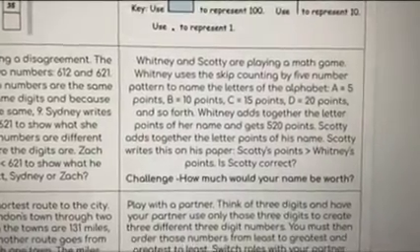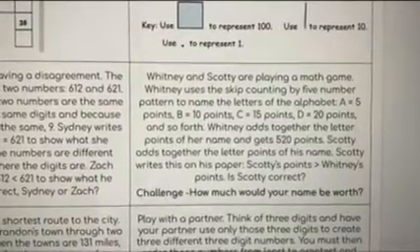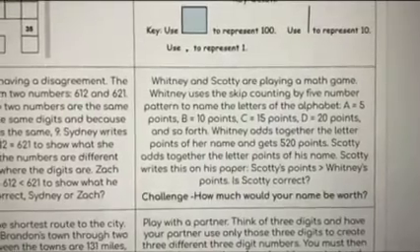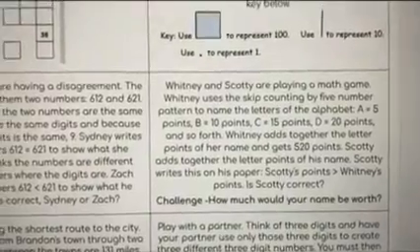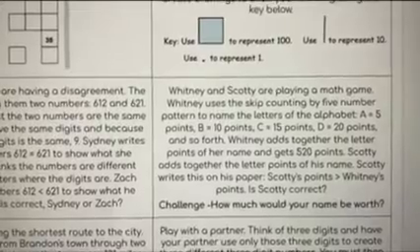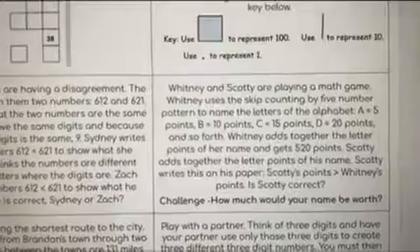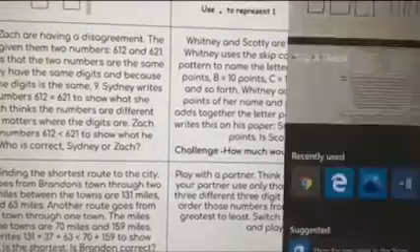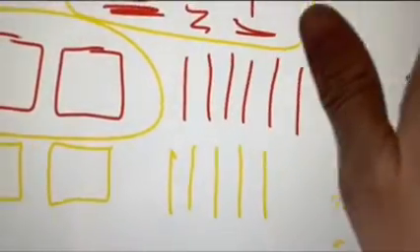Whitney adds together the letter points of her name and gets 520 points. Scotty adds together the letter points of his name. Scotty writes this on his paper: Scotty's points are greater than Whitney's points. Is Scotty correct? So you need to use that skip counting by 5 rule to figure out how many points Scotty's name is worth. And then the challenge at the bottom says, how much would your name be worth? So we're going to figure out how much Miss Cox's name would be worth really quickly.